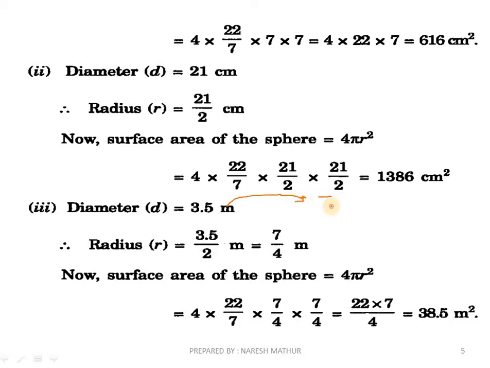In the next one, we are given diameter as 3.5. 3.5 can also be written as 7 by 2, and when we take its half it will become as 7 by 4. So that is the value of the radius, or you can take it in decimals also. So we are just taking value of radius r as 7 by 4. Just put the value in the formula and we can get the answer as 38.5 centimeter square.